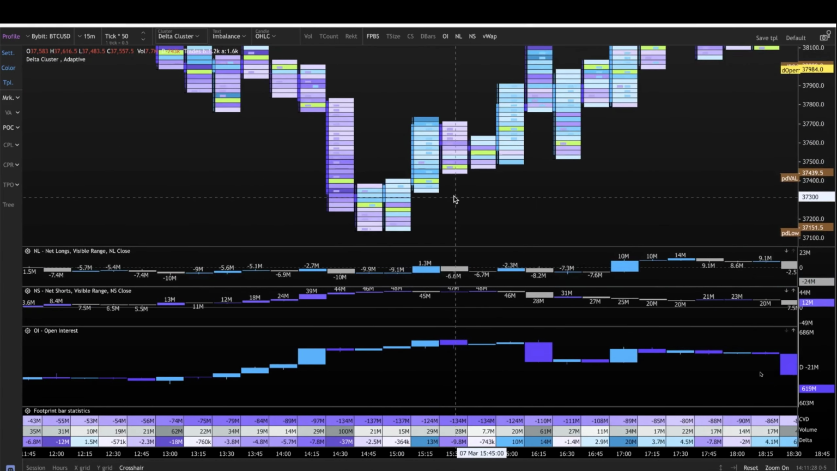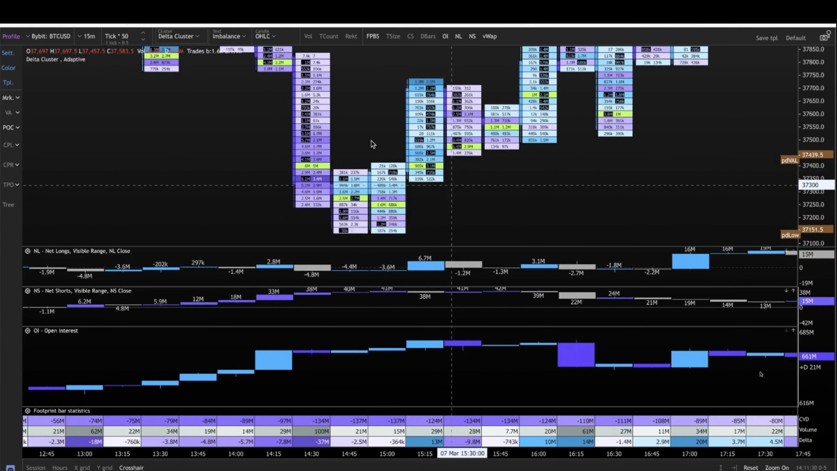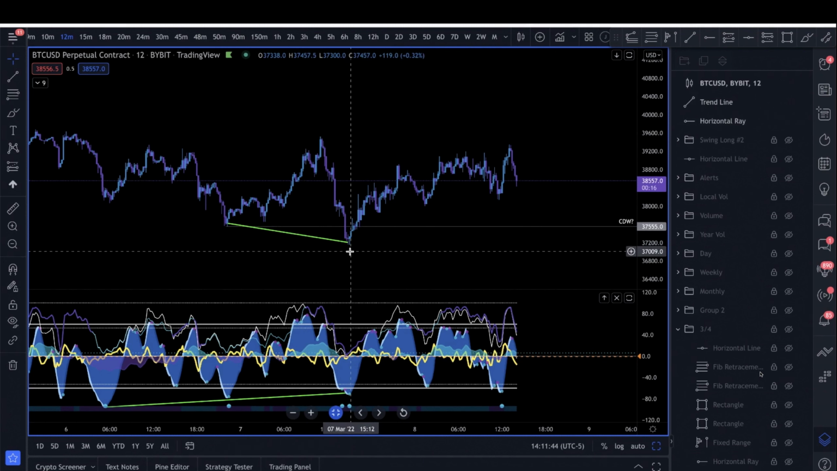Now, we have to remember something: the order flow is only going to show us market orders. It's not going to show us any limit orders. And so when we see bullish divergences forming on Market Cipher B, we have to be aware of something called absorption. And we're going to get more into this in CVD.